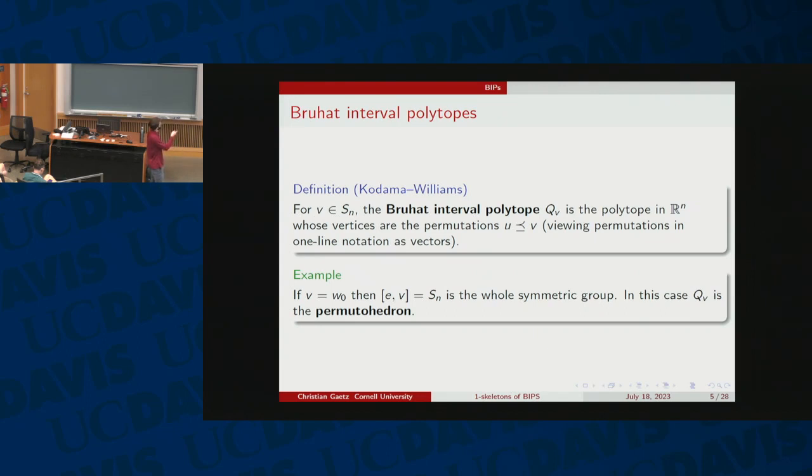Probably, or definitely, the best known example of this is if V is W naught. W naught is the top permutation. This is the reverse permutation, n, n minus 1, all the way down to 1. In that case, every permutation is less than W naught. So this is the whole symmetric group, and I'm taking the convex hull of all permutations. That's a very well-studied polytope called the permutahedron.